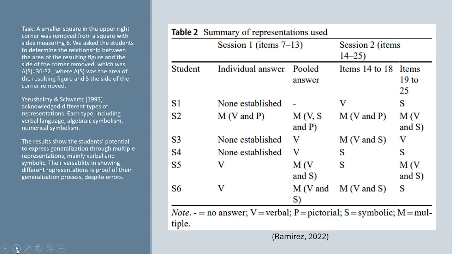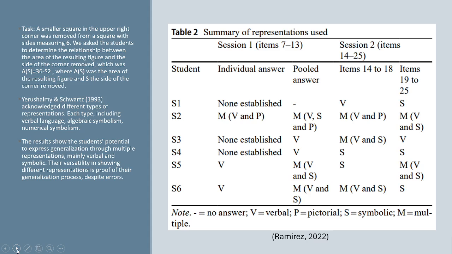What they've done in this table is analyze what kind of responses these students came up with. Were they no answer? Were they verbal? Were they pictorial? Were they symbolic? Or were there multiple types of representations? As you can see here, there are many of these that had verbal, and also many of these had multiple, and some of them symbolic. The results ultimately showed us the students' potential to express generalization through multiple representations, mainly verbal and symbolic. So a main focus there, seeing a lot of verbal and symbolic.